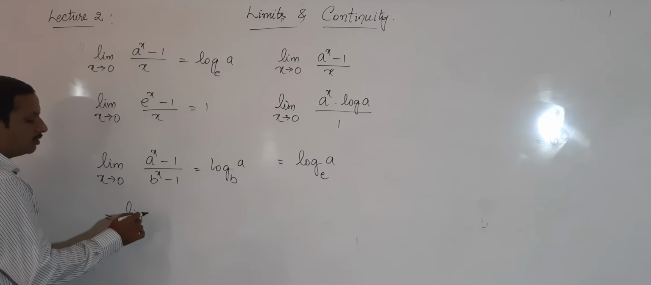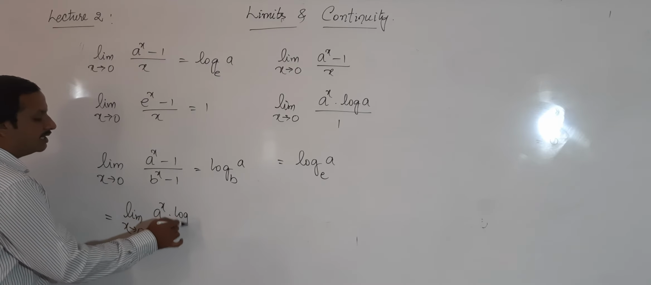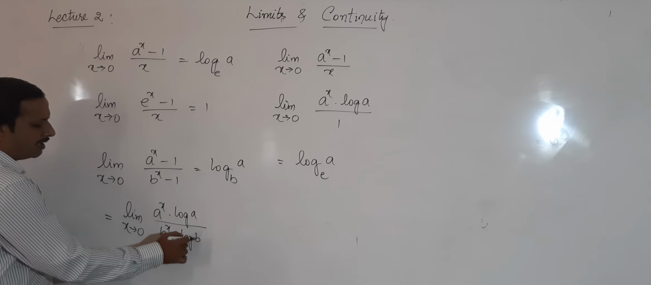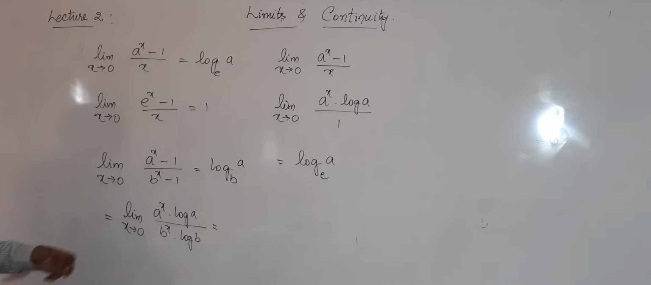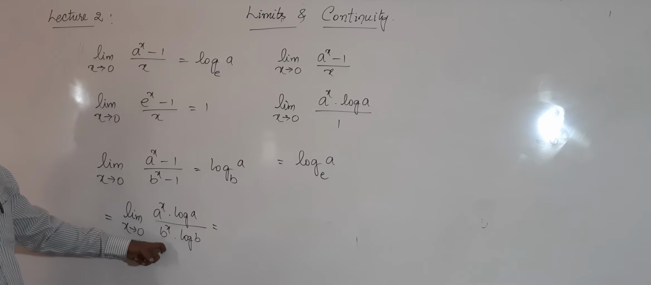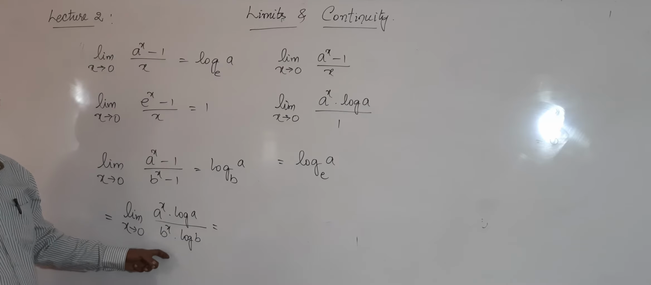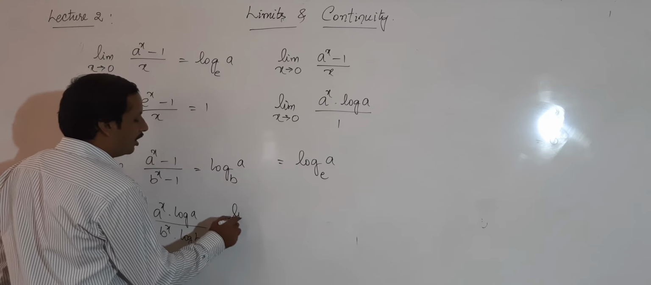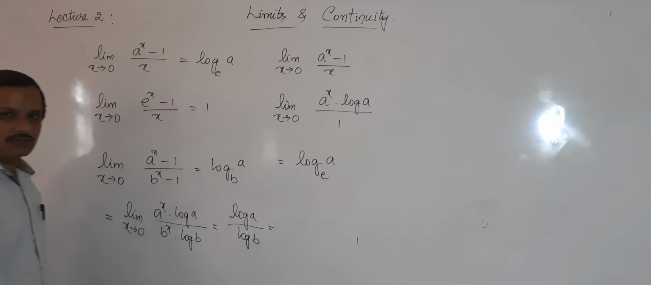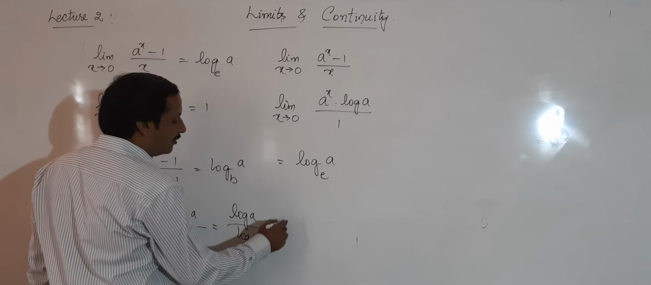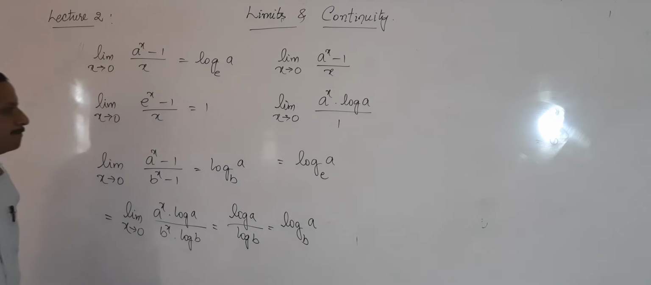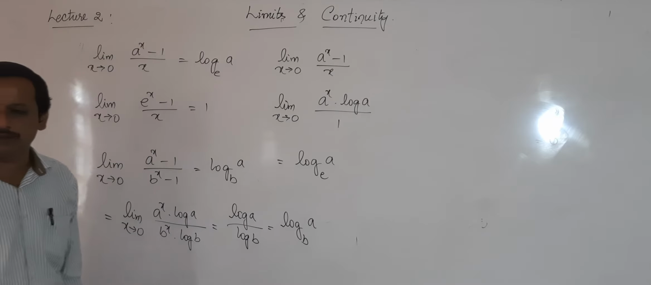If I use L-Hospital's rule, derivative of a power x minus 1 is a power x into log a, derivative of b power x minus 1 is b power x into log b. Now if I apply the limit as x tends to 0, a power 0 is 1, this is a constant, so 1 into log a, numerator is log a, denominator b power 0, which is also 1, into log b. So we get log a divided by log b. Don't cancel this log, not allowed. Log a divided by log b can be written as log a to the base b by using the change of base rule. Okay, in this way you can remember this formula.